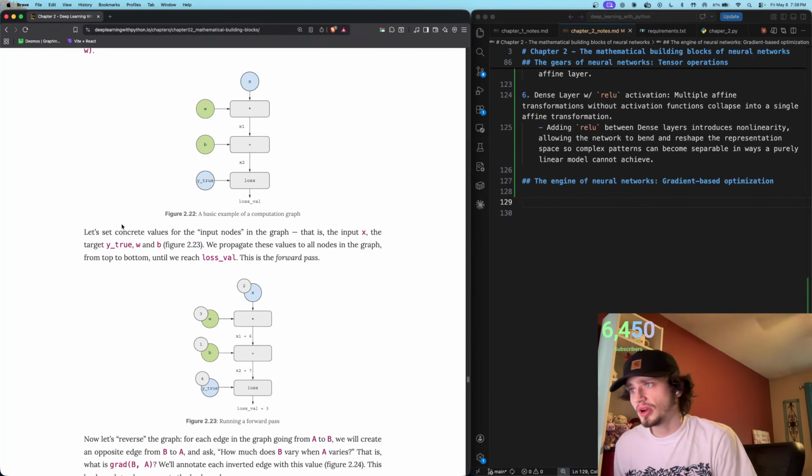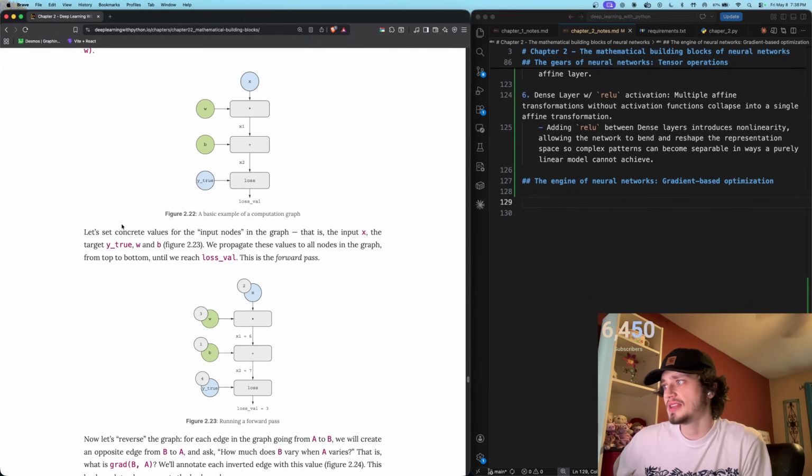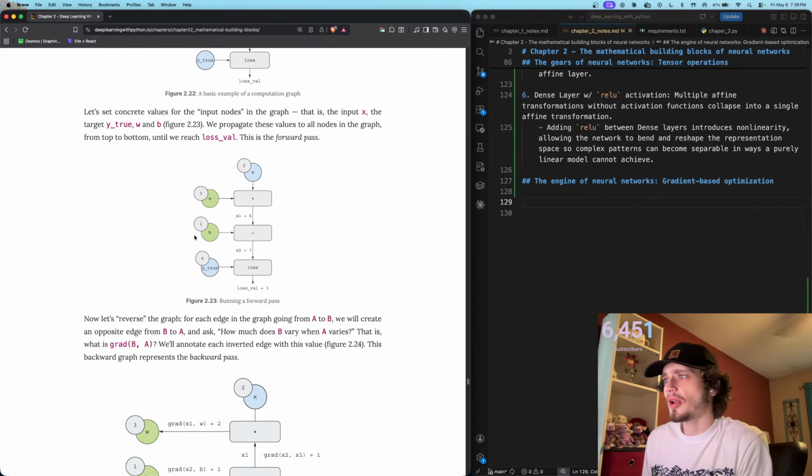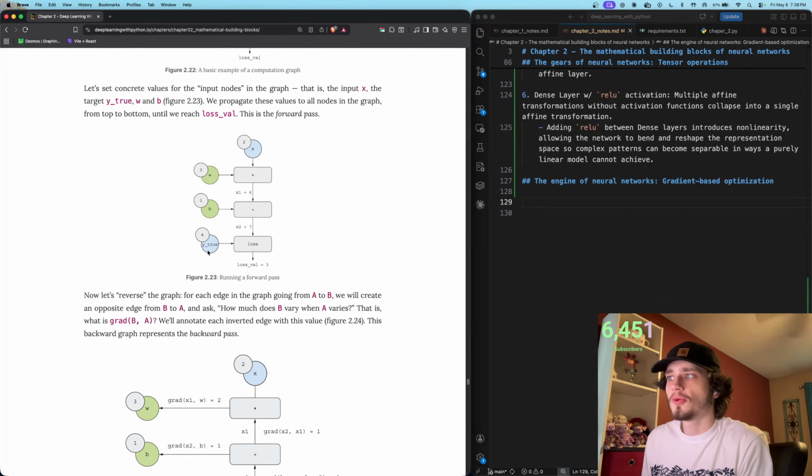Let's set concrete values for the input nodes in the graph. That is the input x, the target y true, and the weight and bias. We propagate these values to all nodes in the graph from top to bottom until we reach the loss value. This is the forward pass, right? So we have our input is 2. We compute some weight to get 6. We add on a bias of 1 to get 7. We have our expected value is 4. We have a loss value of 3.